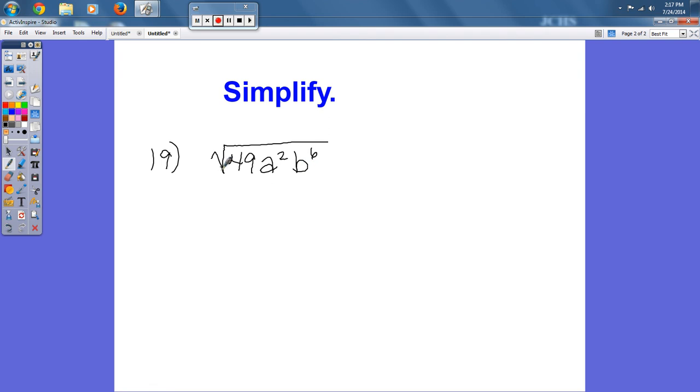You need to know what a square root is. A square root is asking you, for example, the square root of 100 is asking you what times itself, these have to be the same, will give me what's underneath that square root sign, which is 100. So that's 10 times 10. So when we're looking to simplify or break down the square root of 49a squared times b to the 6, they're asking me what two things multiplied together will give me this.